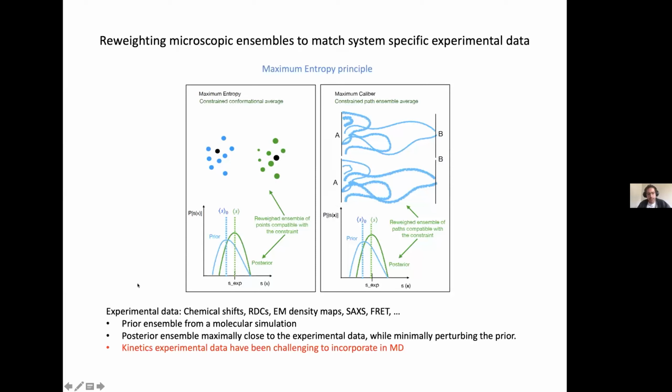The maximum entropy principle is able to do that. It provides a posterior ensemble that is maximally close to the experimental data while minimally perturbing the prior ensemble, which is your molecular dynamics ensemble. Fine, but this holds in configuration space, and it also holds in path space. In path space, what changes is that instead of coordinates, the space is defined on pathways.